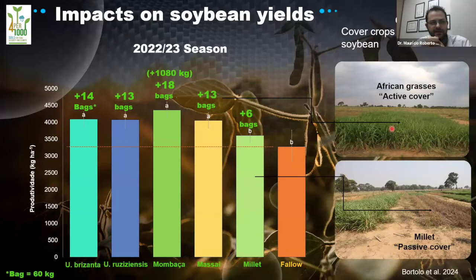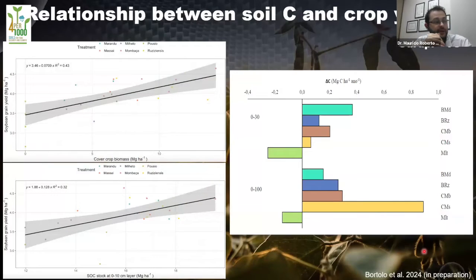In contrast, millet is a very fast crop. The cycle is very short, and after 2 or 3 months, it starts to dry and die. So the composition starts and is really different from African grass. So we call it passive cover, not active. And in this field experiment, we can see the correlation between soybean yields and cover crop biomass.